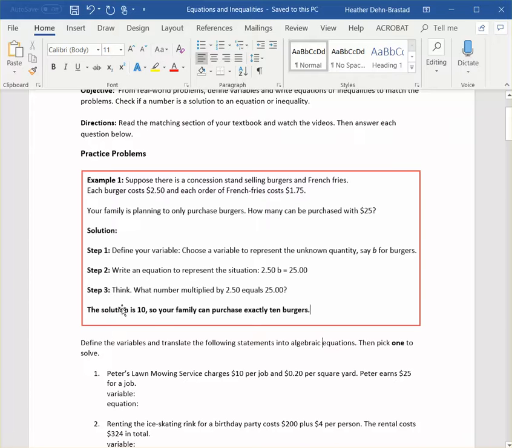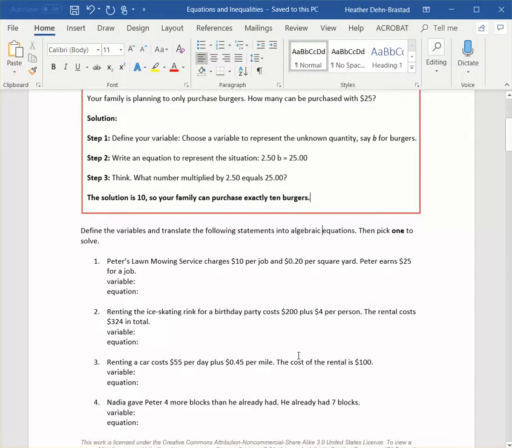And then step 3, we have to think about how many burgers could we have at $2.50 each that would equal 25. You can solve this equation using inverse operations, where you would divide both sides by $2.50, if you remember how to do that. But you could also do this problem in your head, because 2.5 times 10 equals 25 exactly. So we could get 10 burgers from this concession stand. Pretty good deal. They're probably pretty small.